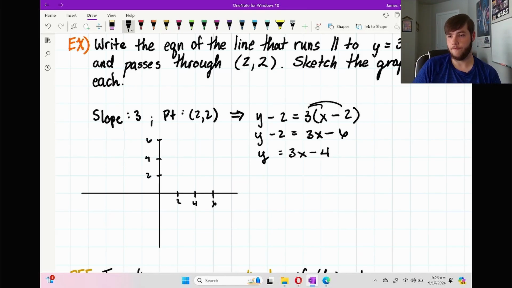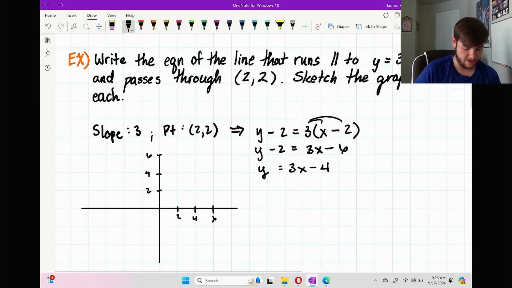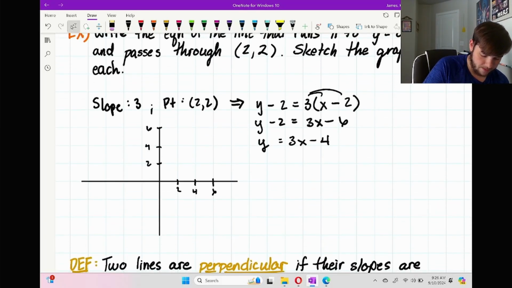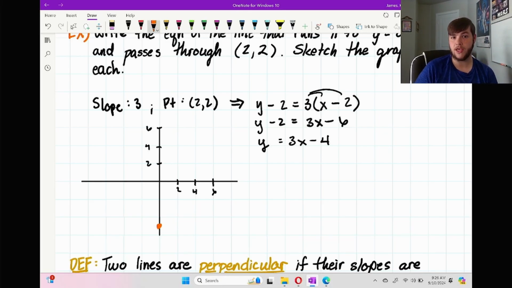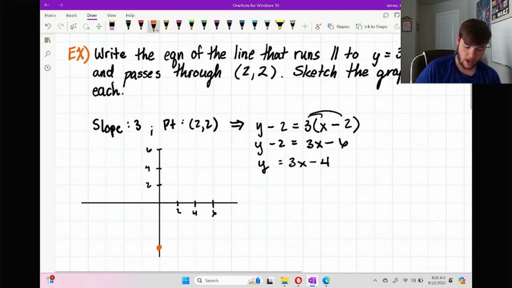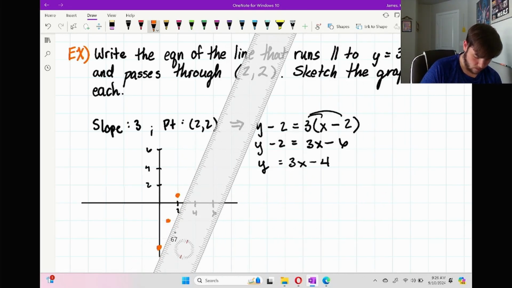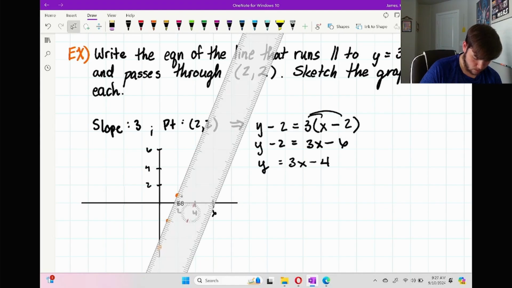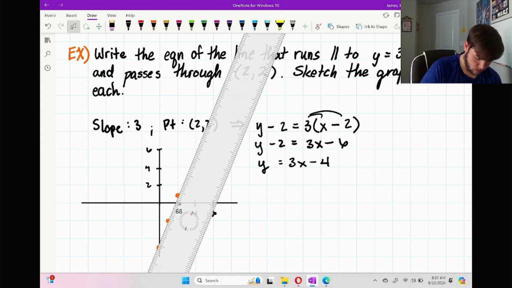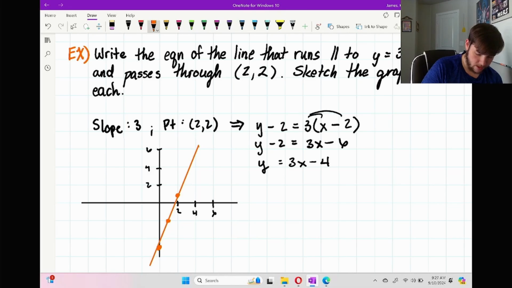So, for my first function, that's y equals 3x minus 5. Its y-intercept is at -5, and its slope is 3. So I use my rise over run. I'm going to rise 3 units and run 1. Rise 3, run 1, and so on. There is 3x minus 5. This line is 3x minus 4.